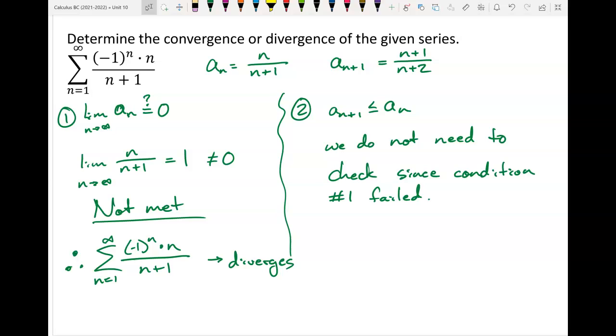So that's your alternating series test. You just need to check those two conditions and see, do they get met, yes or no? And that will determine convergence or divergence. All right, let's go ahead and talk about that whole, what do we mean by converging absolutely or converging conditionally?